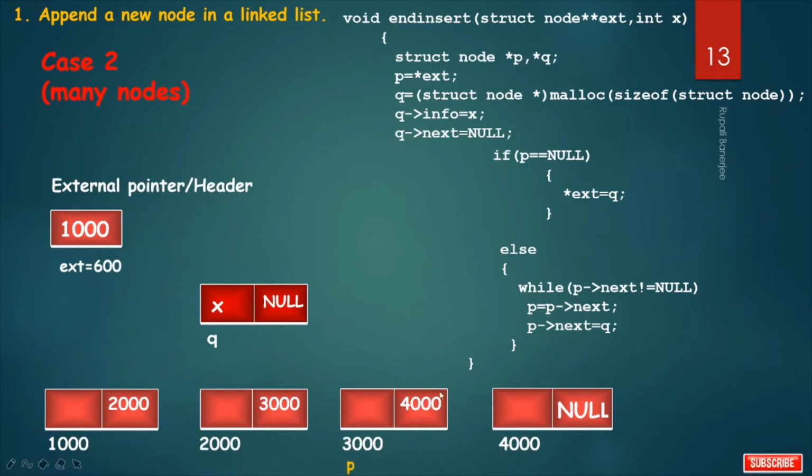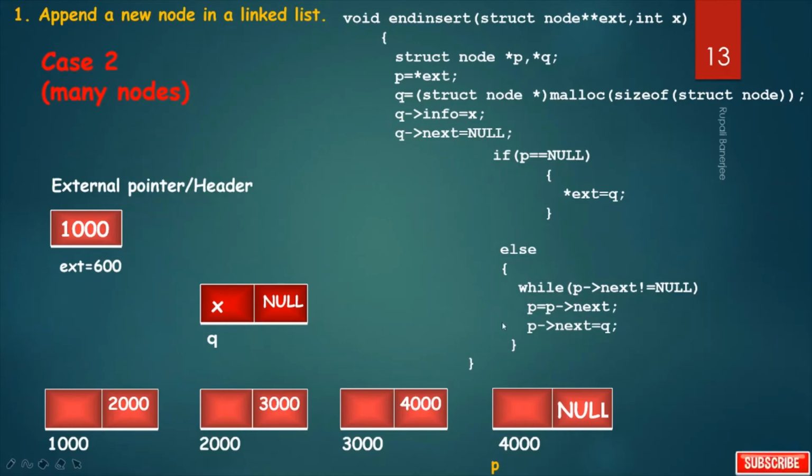Is p arrow next null? No, p arrow next is 4000. So p is p arrow next. So the new value of p is 4000. So p comes here. Is p arrow next null? Yes. Then after this while loop, this loop will be false.